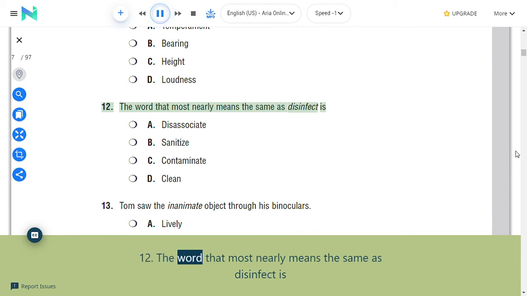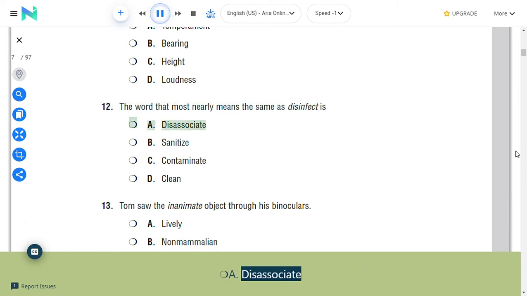12. The word that most nearly means the same as disinfect is. A. Disassociate. B. Sanitize. C. Contaminate. D. Clean.